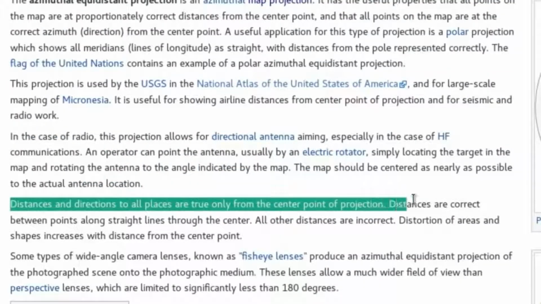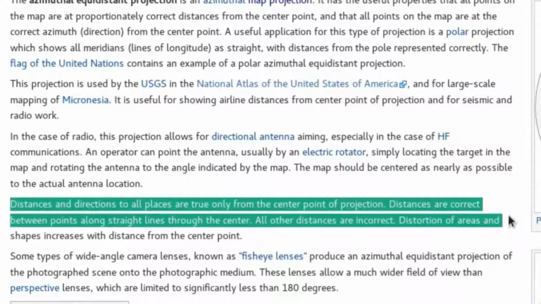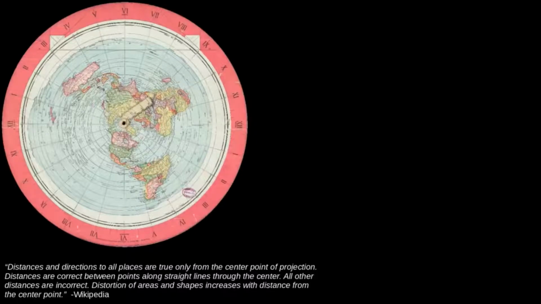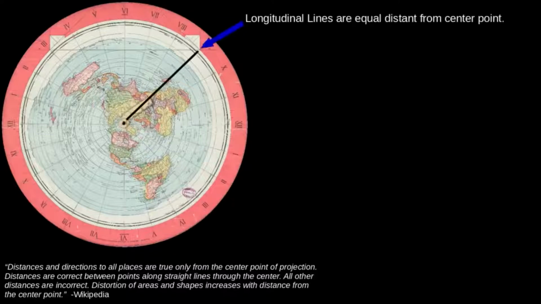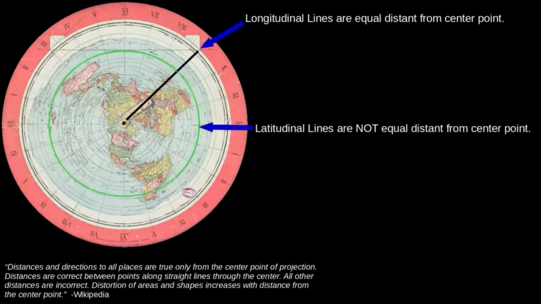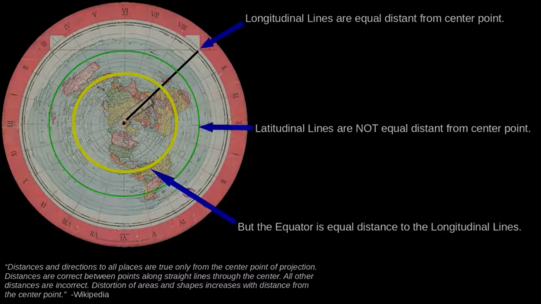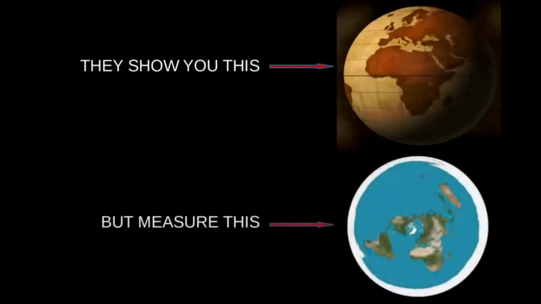Distances and directions to all places are true only from the center points of projection. Distances are correct between points along straight lines through the center. All other distances are incorrect. Distortion of areas and shapes increases with distance from the center point. All the longitudinal lines are equal distance from the center point, and that's where the airplanes fly straight. Latitude lines are not equal distance from center point, but the equator is equal distance to the longitudinal lines. So they show you this, the globe, spinning ball in space, but they measure this, the flat Earth.